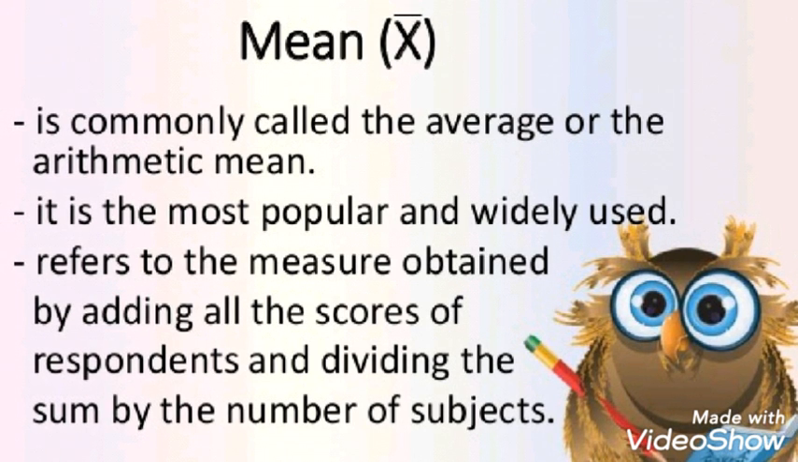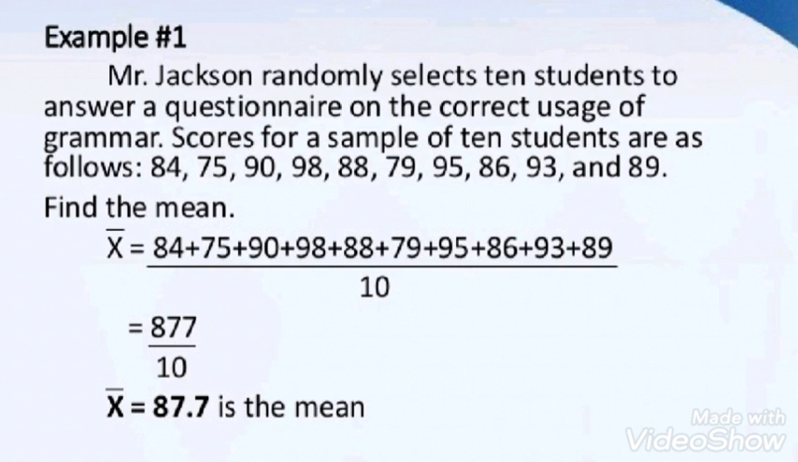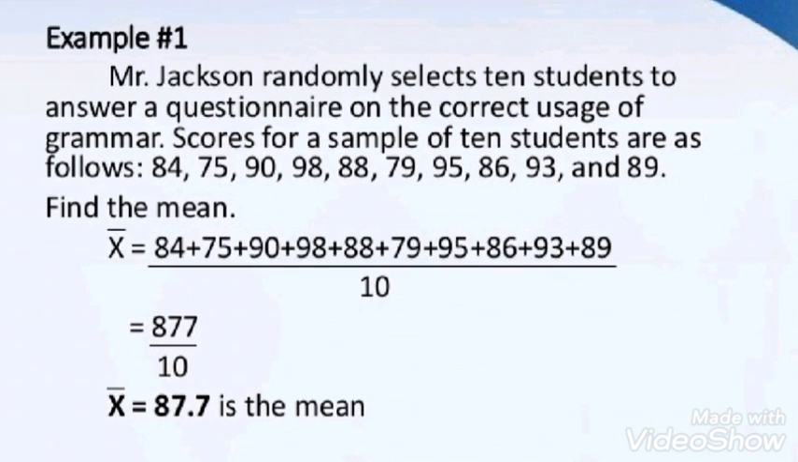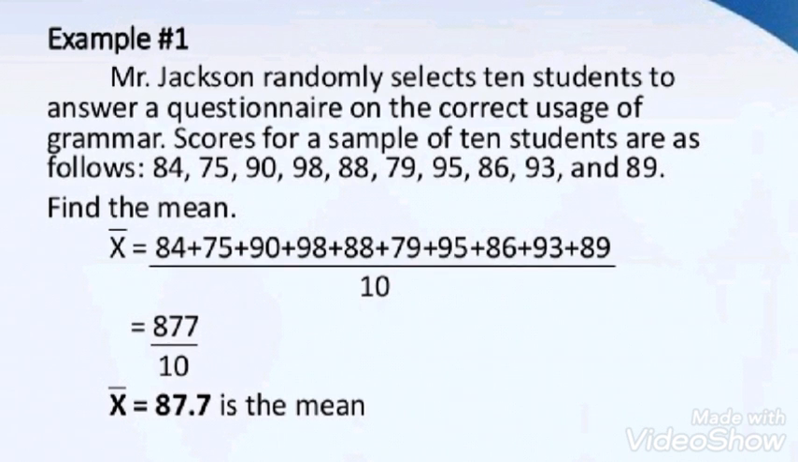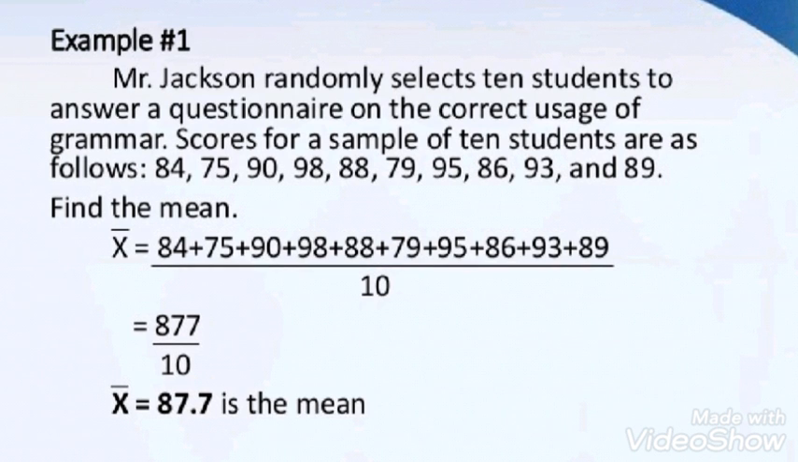We will see an example. Mr. Jackson randomly selects 10 students to answer a questionnaire on the correct usage of grammar. Scores for a sample of 10 students are as follows: 84, 75, 90, 98, 88, 79, 95, 86, 93 and 89. Here the question is to find the mean.